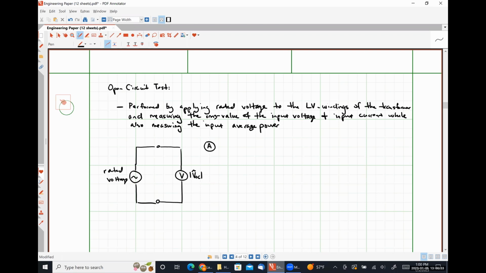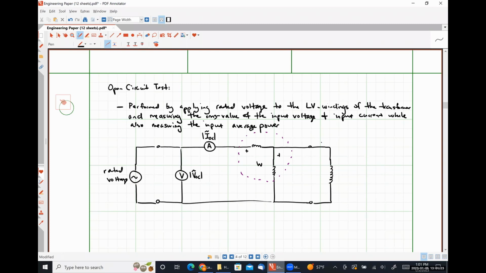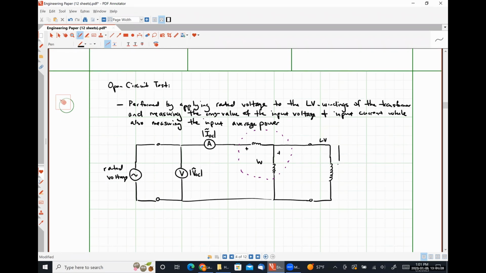And in line, we are going to have an ammeter. That is going to measure our input current. So this is going to be the magnitude of our open circuit current. And then we have our wattmeter, and the traditional symbol for a wattmeter is this thing right here. Plus W, and I'm going to put a circle around it because this whole apparatus is our wattmeter. And then finally, way over here is our transformer connection, right? So here is the low voltage winding. This is the high voltage winding, and we're going to leave the high voltage winding open circuited, okay?